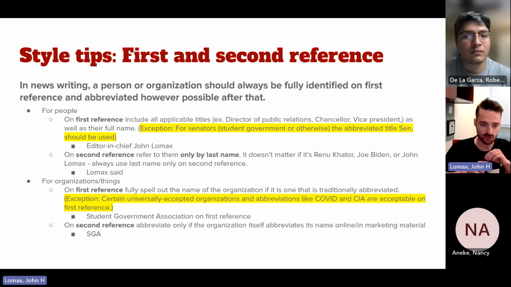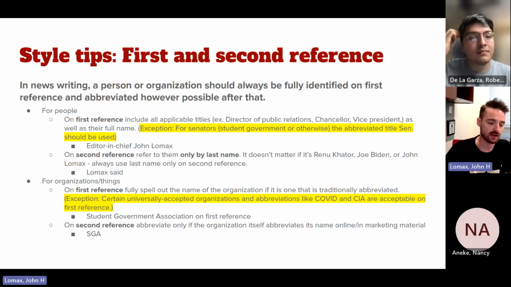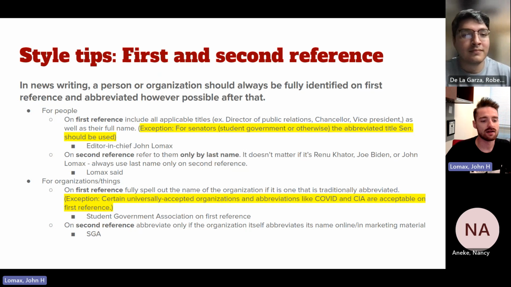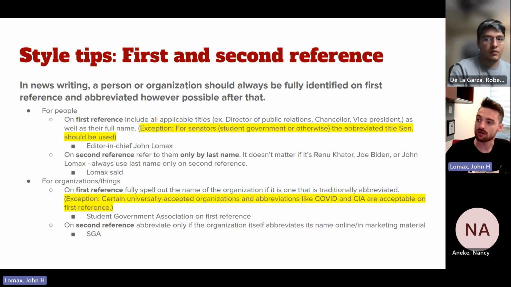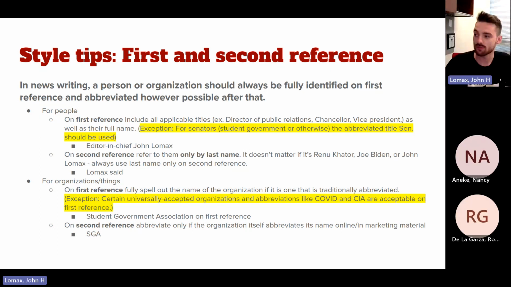But then, regardless of who it is, it could be the president, it could be Renu Couture, it could be whoever, on second reference you will always just use their last name. There are a few very niche exceptions to that, but nothing that we're going to get into today because it's not important. And in the same way, we would capitalize president if it's before a name. So President Couture, yes. But if you did Renu Couture, comma, the president of UH, then it would not be capitalized.